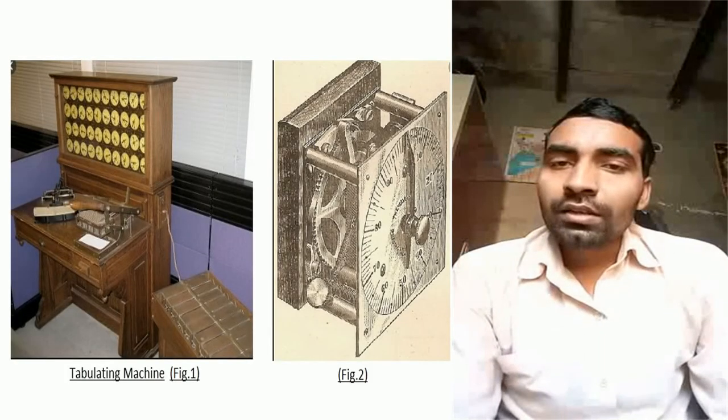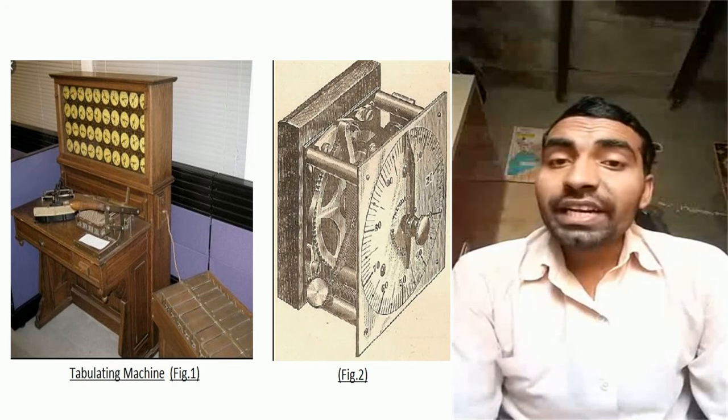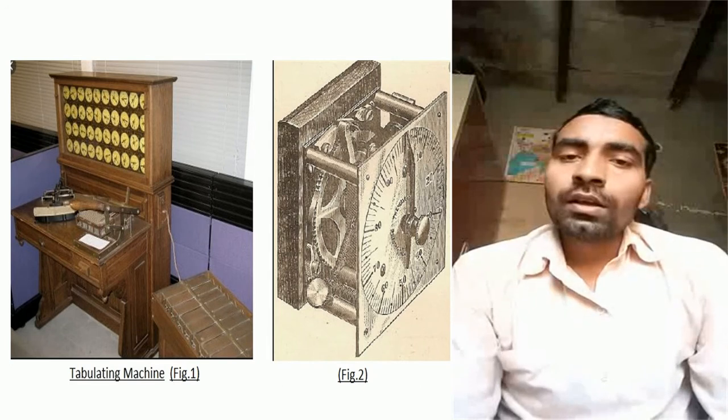After that, another counting device was developed by Hermann Hollerith, and it was named the tabulating machine. The tabulating machine was developed in 1890 by Hermann Hollerith. After that, many more devices came. You must have heard the name of Lady Ada Lovelace, who is also known as the first computer programmer.